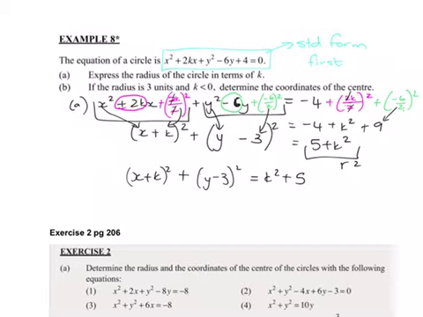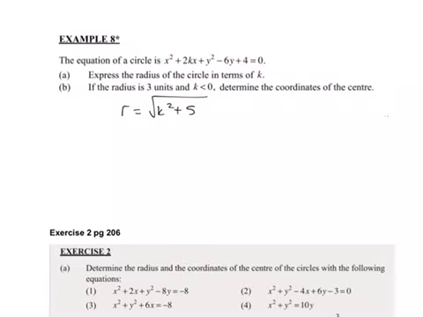Okay. Question A then said they want the radius of the circle in terms of k. So your radius squared is k squared plus 5. So your radius is the root of k squared plus 5. Please, you can't square the individual pieces. It's a binomial. Then for B.